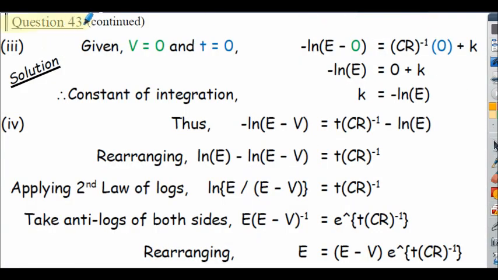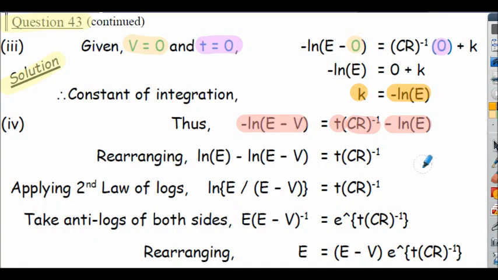Question 43, solution continued. So we're given the initial condition when v is equal to 0, t is equal to 0, so we can substitute the value of 0 for v here and 0 for t here. That produces the constant k is equal to negative ln E. So we have a solution here of negative ln of E minus V is equal to t multiplied by CR to the negative 1 minus ln E.